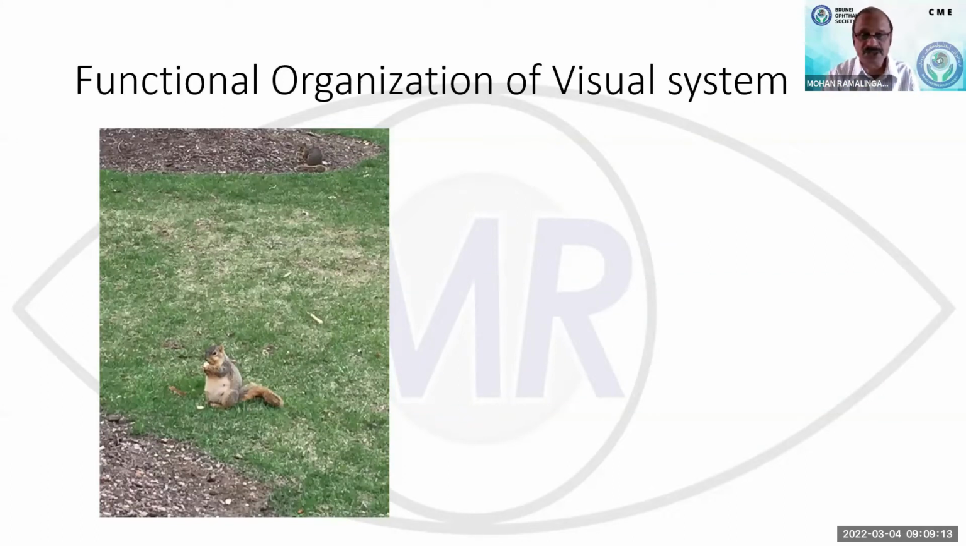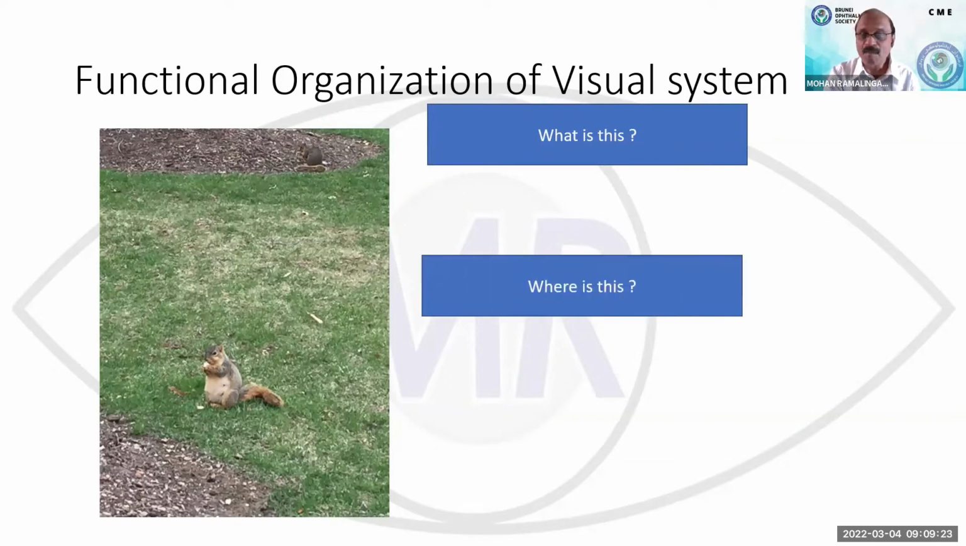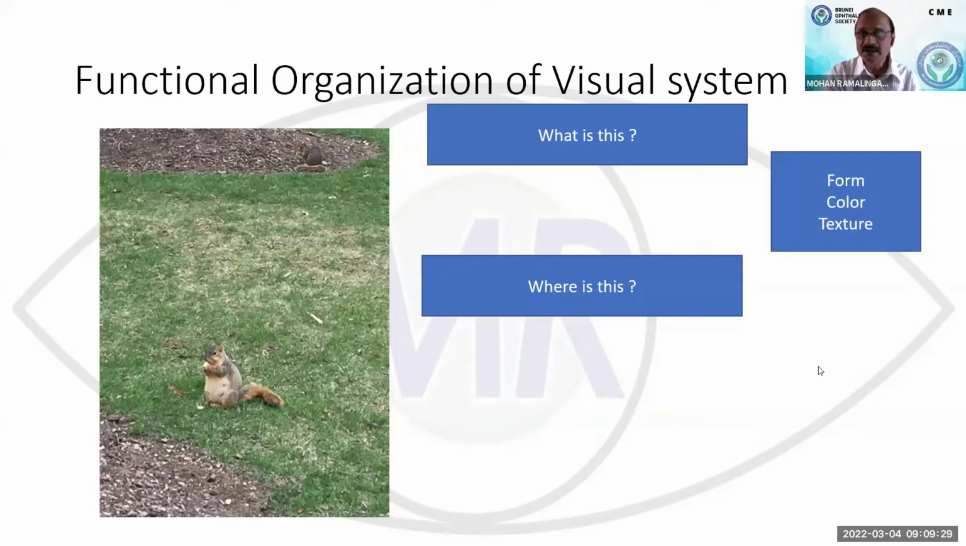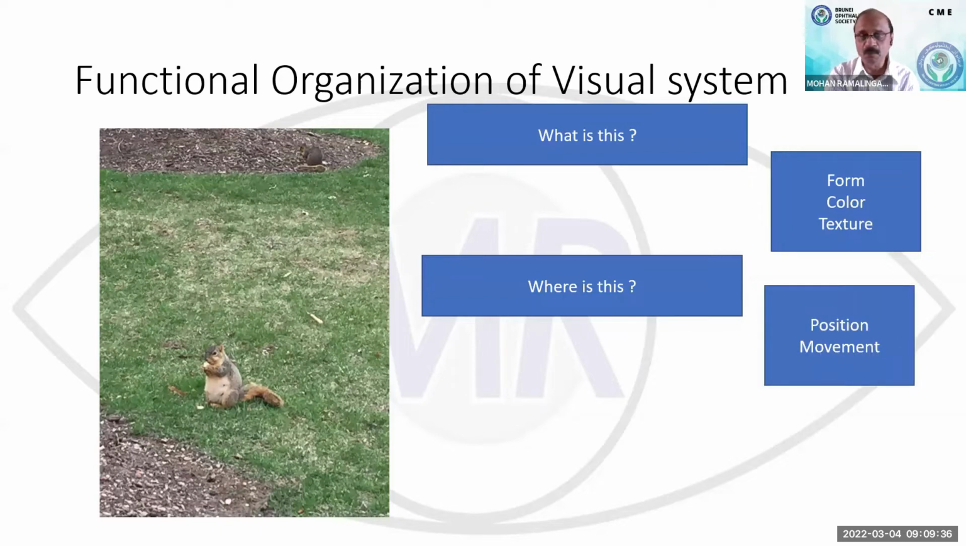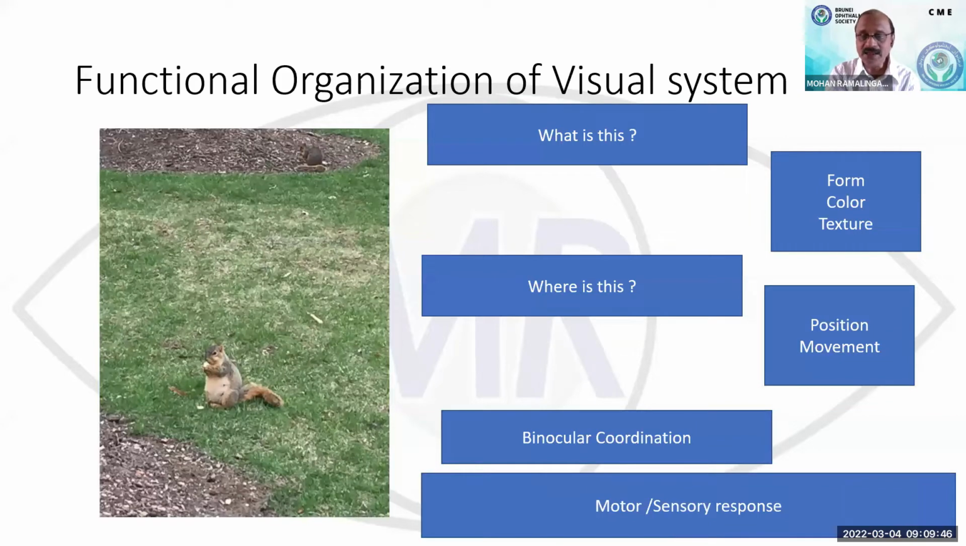I want you to see this image. So this image is in space. So I should know what is this, where is this, and of course its form, color, texture, position, and movement. Once I appreciate this, then what happens? Binocular coordination is required for this, and the motor and sensory response based on what I appreciate. All these things have to be known and processed at the retina level or at higher visual function level.